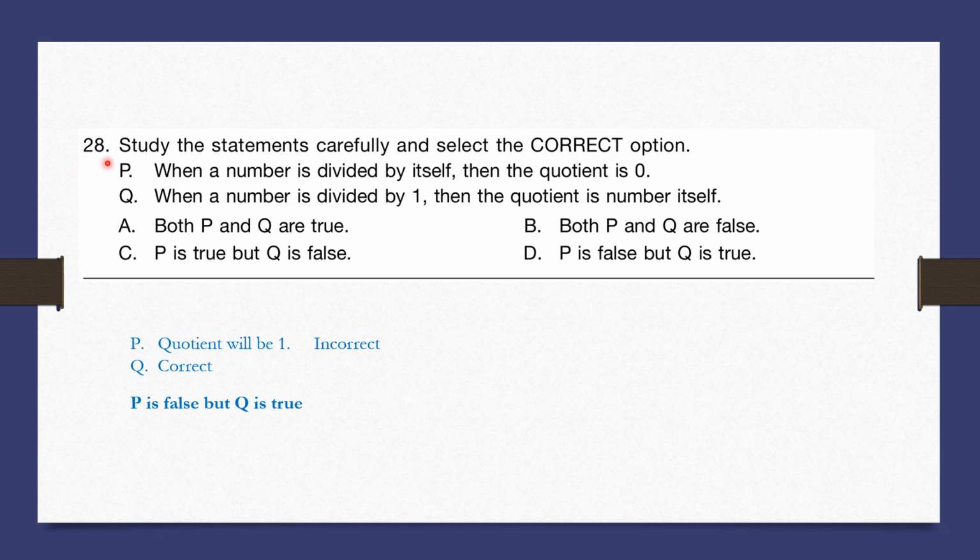Question number 28. Study the statements carefully and select the correct option. P: When a number is divided by itself, then the quotient is 0. So let's see, 5 divided by 5 equals 1 and the remainder is 0. So the quotient is 1, not 0. So this statement is incorrect. Let's see statement Q: When a number is divided by 1, then the quotient is the number itself. So 5 divided by 1 equals 5 as the quotient and the remainder will be 0. So this statement is true. So P is false but Q is true. So our answer is option D.